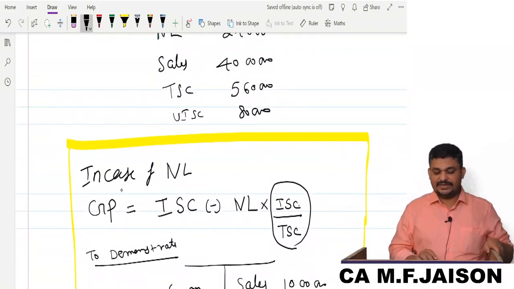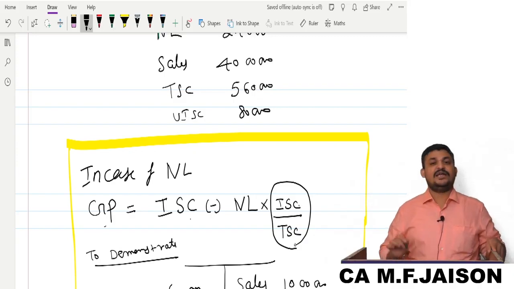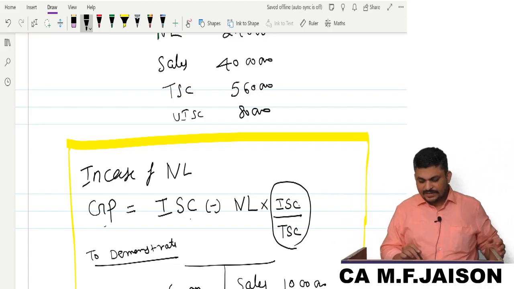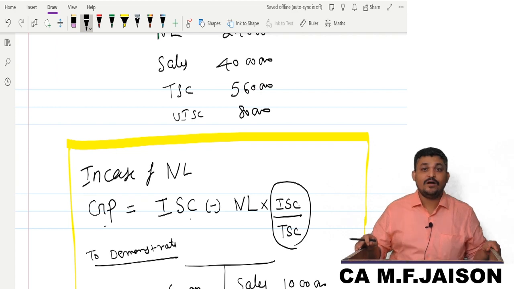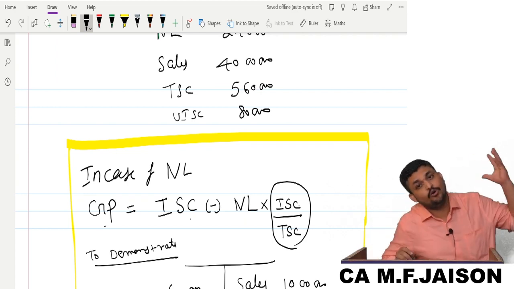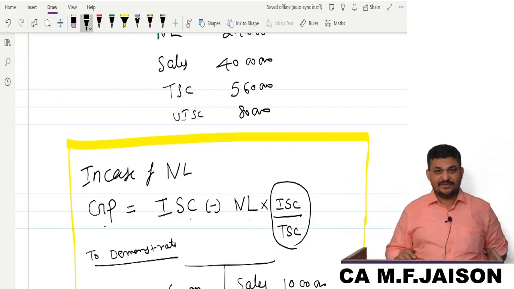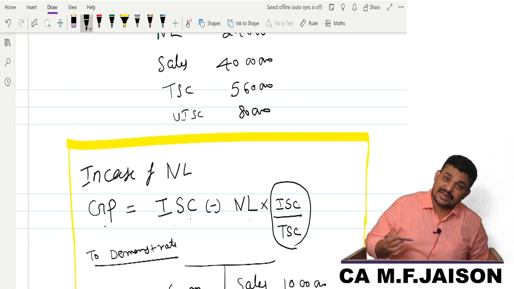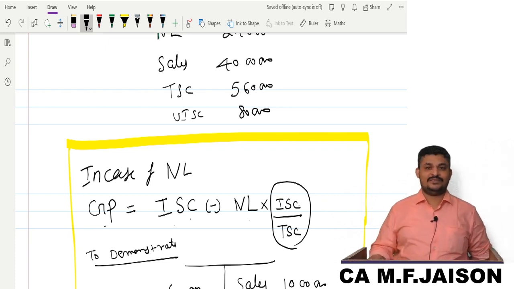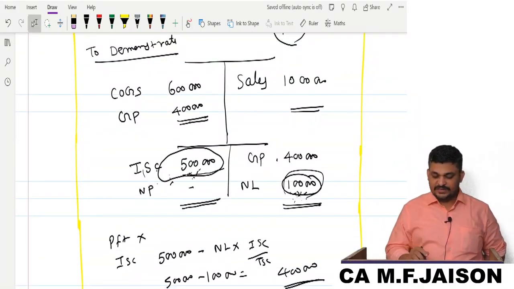One line formula is very simple. In case of net loss, gross profit is equal to insured standing charges minus net loss into insured standing charges divided by total standing charges. Suppose this calculation results in a negative, then no compensation. Suppose this net loss is such a huge amount that if you deduct it from insured standing charges, the overall amount becomes negative, then no compensation, zero compensation. I will tell you the logic later. It is very simple. Such a situation is possible when the business is making a gross loss.